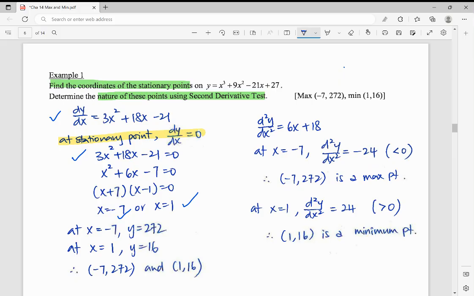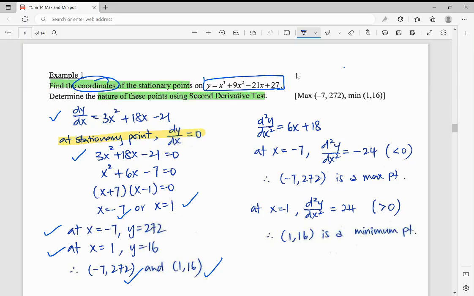The question asked me for coordinates. At x equals -7, by substituting into the equation, I get y equals 272. And at x equals 1, my y is 16. So with that, I found the coordinates of my two stationary points. This is the first part done.